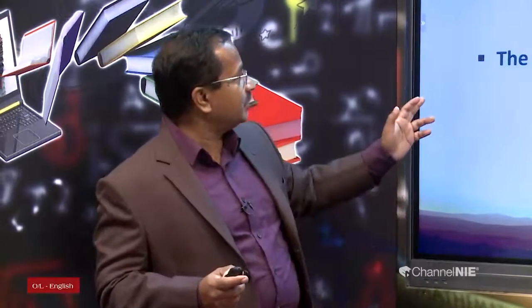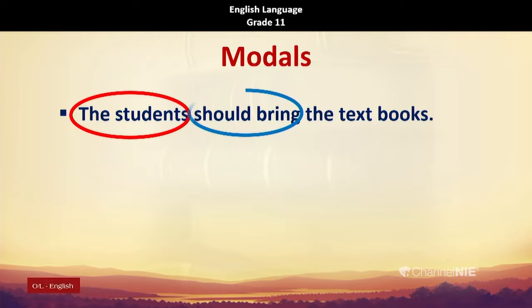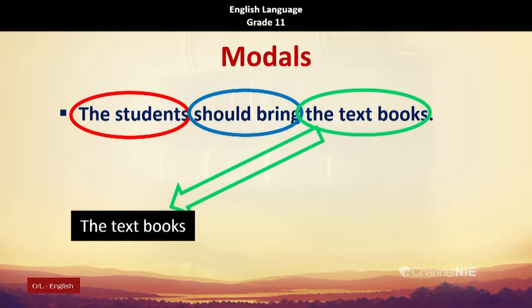Look at this example. The students should bring the textbooks. This is one of the issues that most of the teachers have. The students don't bring their textbooks. The students should bring the textbooks. The students is the subject. Should bring is the verb. The textbooks is the object. So, as usual, we are going to take it at the beginning of the passive voice sentence, the textbooks.